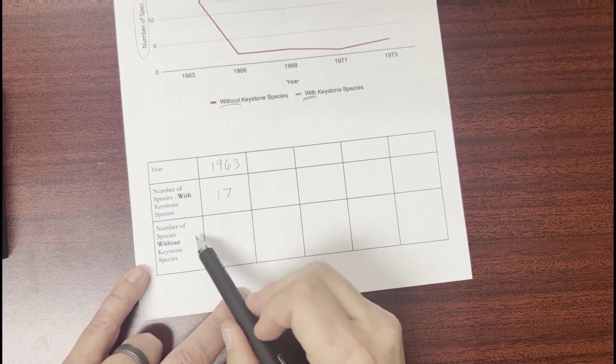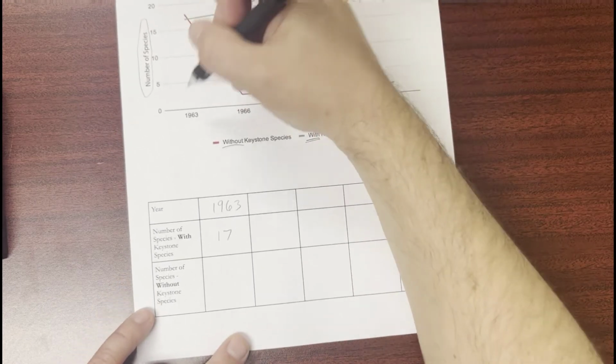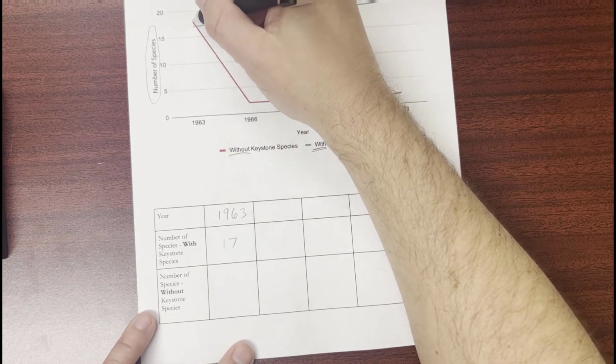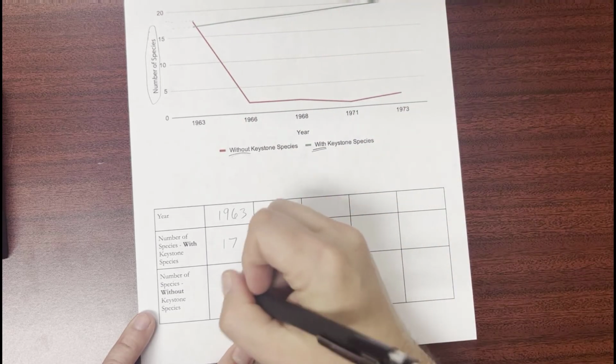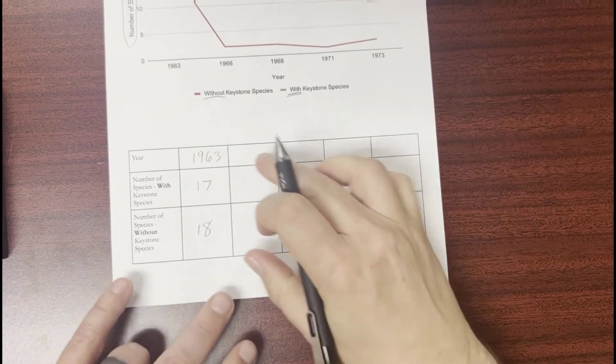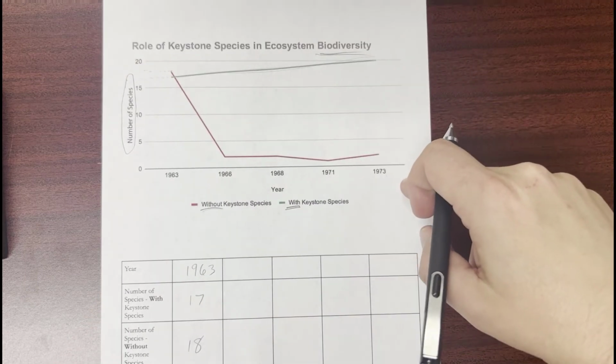And then the number of species without keystone species. So that's the one in red. So I go up to 1963 where the red is, follow that over, and I'm going to put 18 there. And you're going to finish that for each of the other years on this chart. All right, thank you very much.